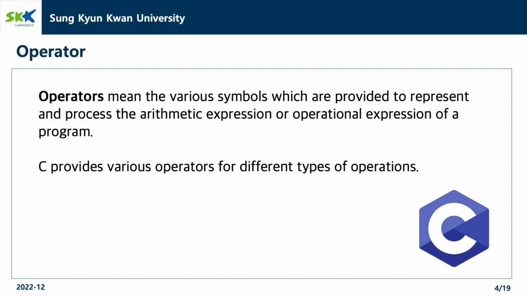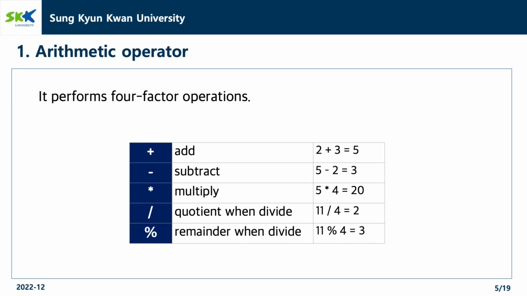Operators mean the various symbols which are provided to represent and process the arithmetic expression or operational expression of a program. C provides various operators for different types of operations. First is arithmetic operators. Each of the 5 operators below performs the 4 fundamental arithmetic operations. The plus sign calculates addition, the minus sign calculates subtraction, the asterisk symbol calculates the quotient of division, and the percentage sign calculates the remainder of division.